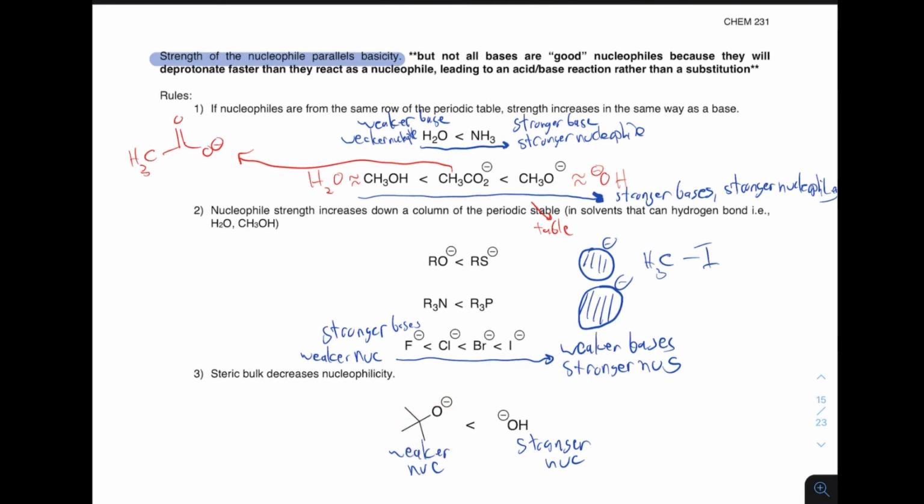So if you have this molecule trying to do, for example, an SN2 reaction, you have these 3 really big methyl groups. So this molecule is going to have a hard time doing a backside attack. All right, so steric bulk makes it difficult to do a backside attack.